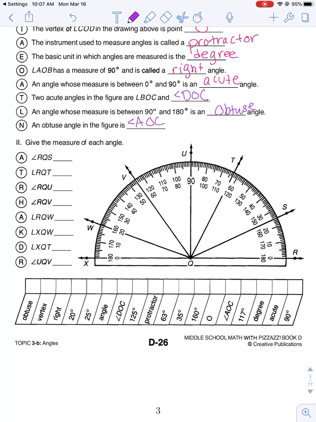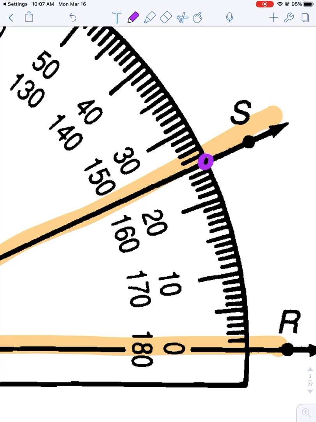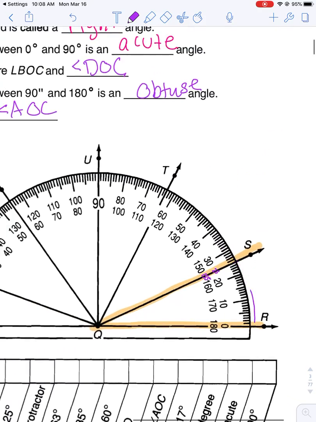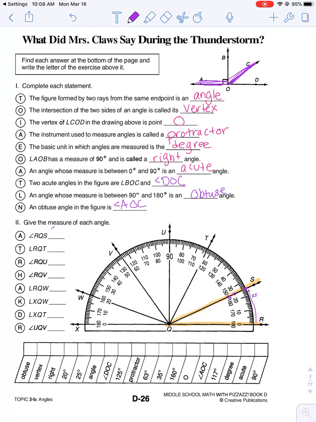All right, so now we're actually using a protractor. So give the measurement of each angle. So RQS is this, and if you look at where the protractor is hitting it, it's right there, and that's going to be at 25 degrees. So this much is 25. You can see it kind of lines up with 25, and it lines up with 155. So you have to think about which one makes more sense. Is it acute or is it obtuse? It's acute, so 25 makes more sense. So 25 degrees. Don't forget your units.